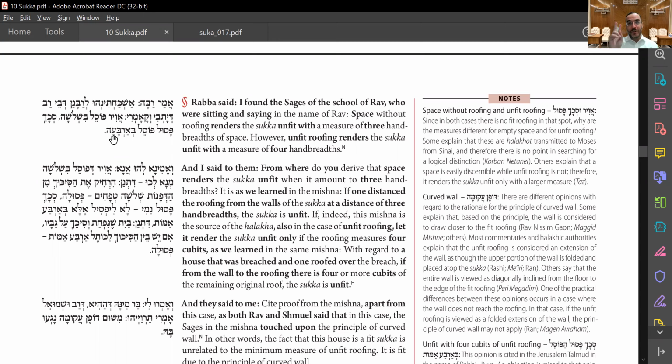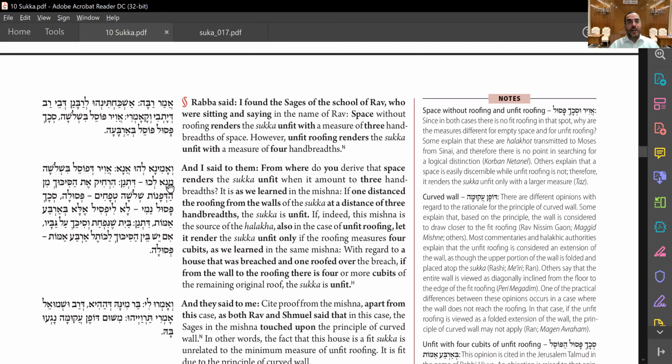Our Mishnah only has 2 measurements, 3 tefachim or 4 amot. 3 tefachim is empty space, 4 amot is metal roofing. All 3 cases in the Mishnah were next to a wall. It doesn't actually talk about metal in the middle of the sukkah. So that's where we're not sure. So they say 4 tefachim. They came up with that, not from the Mishnah. So now Rabbah is going to say, where'd you get that from?